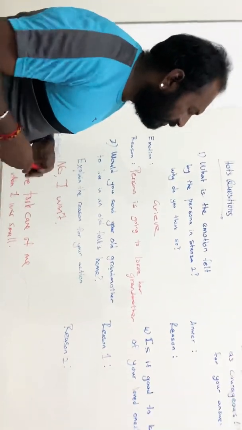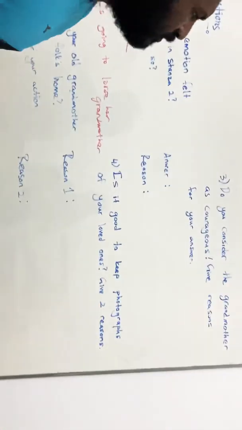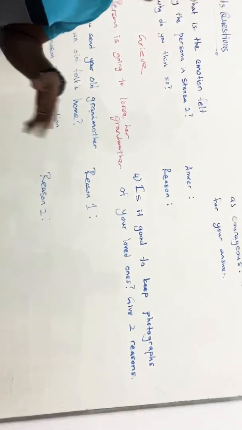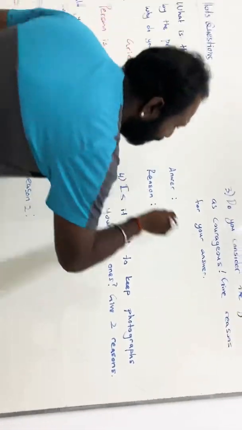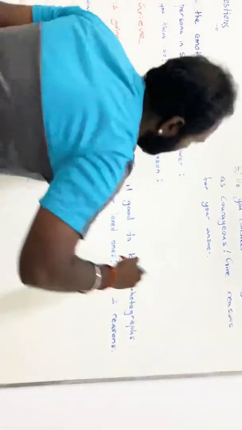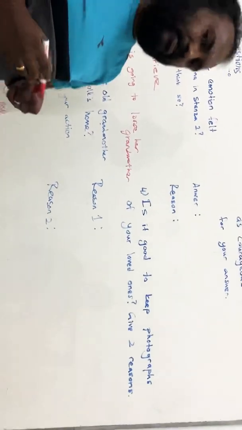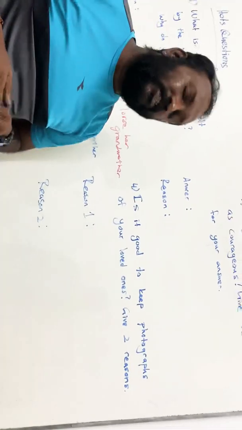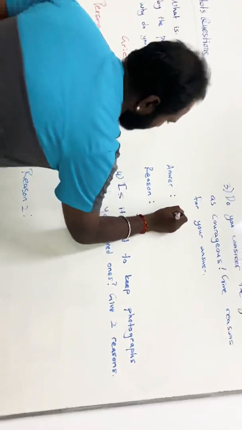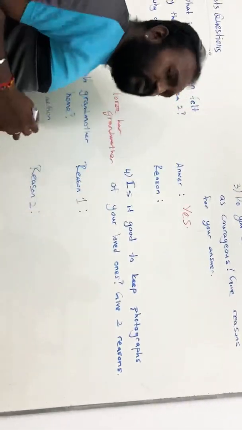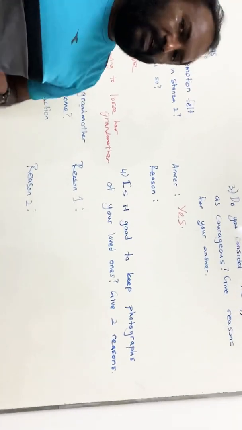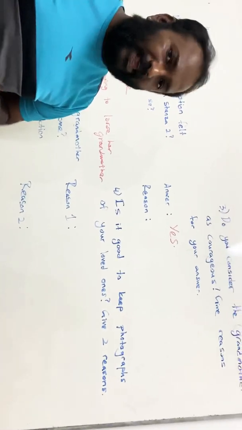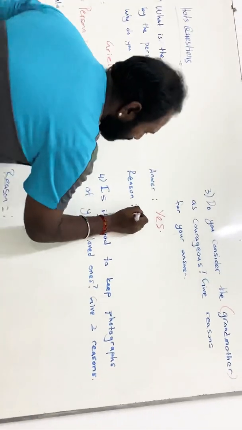Okay? Now, question number 3. Do you consider the grandmother as courageous? Give reasons for your answer. Here, they are asking about the grandmother from the poem, the persona's grandmother. Do you think she is courageous? Another word for courageous is brave. Yes, she is. So how do you know she is brave? Because it's clearly given in stanza 2, where she did not fear her own death. So that's the answer.